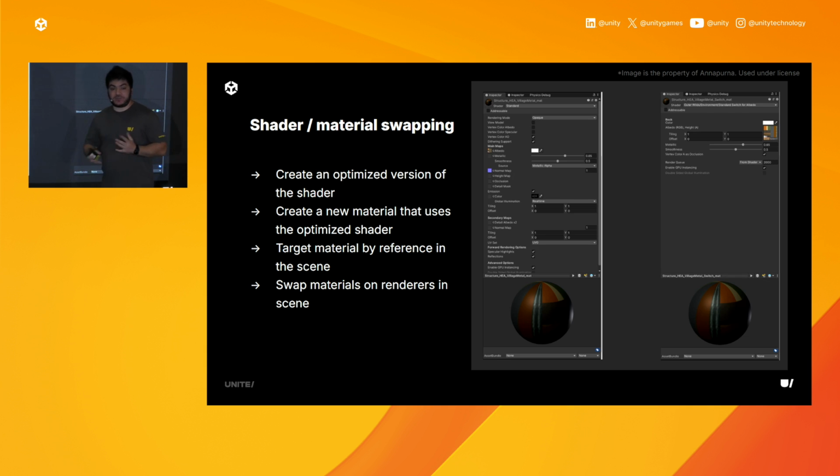So similarly to the mesh swapping process, for the material swapping and for the shader swapping, what we did is kept an indexed list of all the materials being used and replaced each one of those materials with a counterpart that was using the optimized version of the shader.